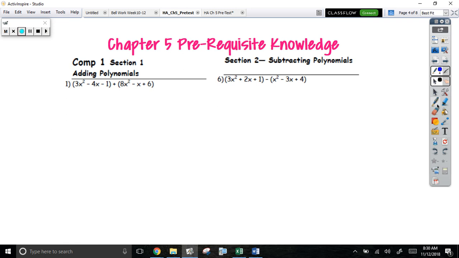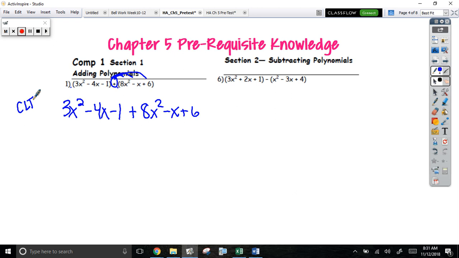So adding polynomials, you'll notice that we have two parentheses with an addition symbol in the middle. The parentheses are really not needed, because if you distribute a positive 1 to everything in the second set, it's not going to change anything. So I'm just going to rewrite this without the parentheses. And then all you have to do is collect your like terms.